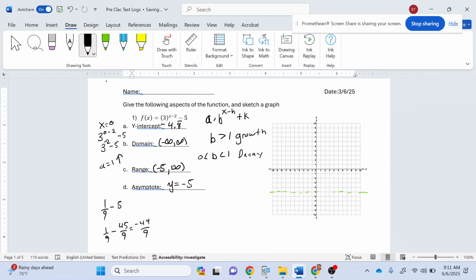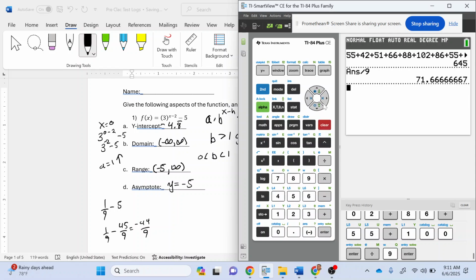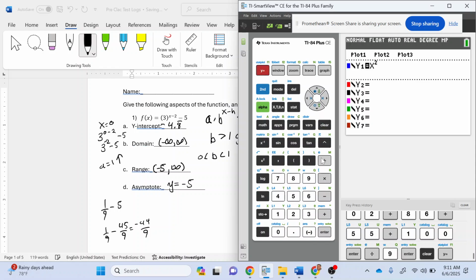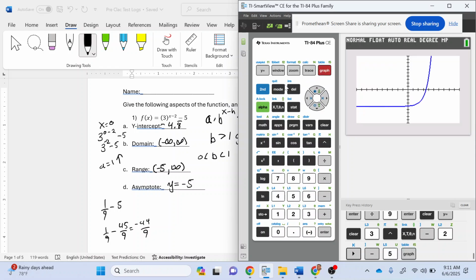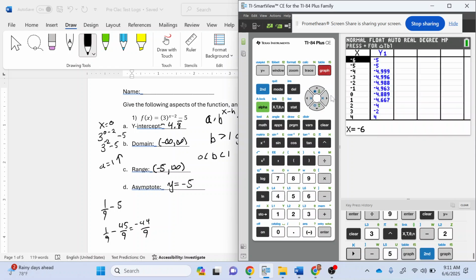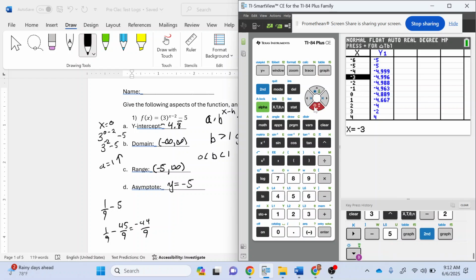To graph, you could plug in points, but hey, you have a calculator. Why waste time plugging in points? Just go to your calculator and type in the equation you have, which is 3 to the power of x minus 2, press right, minus 5. I'm going to graph. Cool, I got a graph. That's nice. But I'll just click my table and it'll make it easy to graph. That's mad simple.